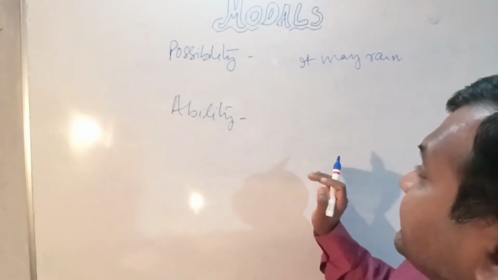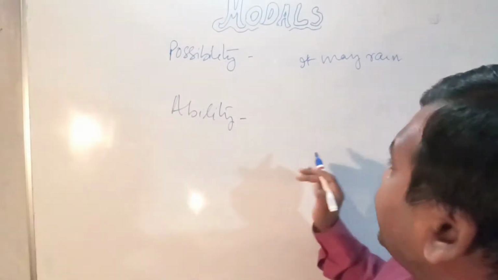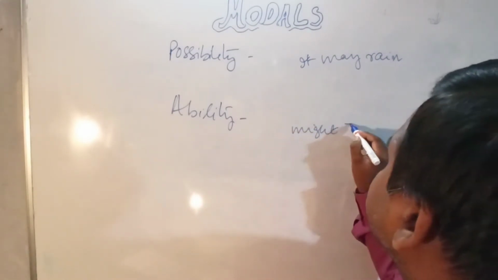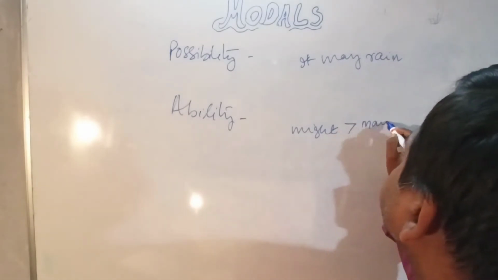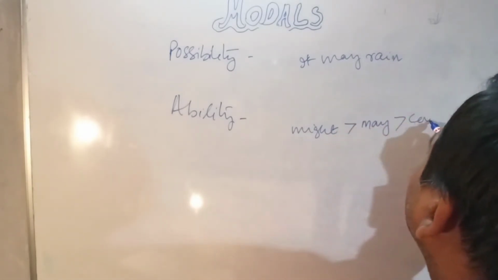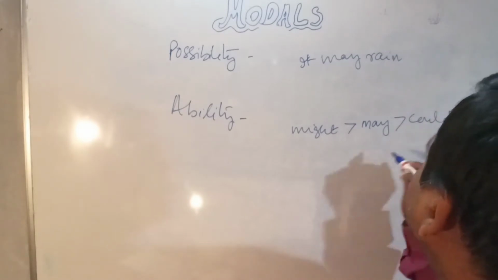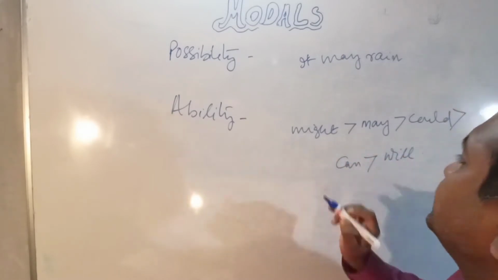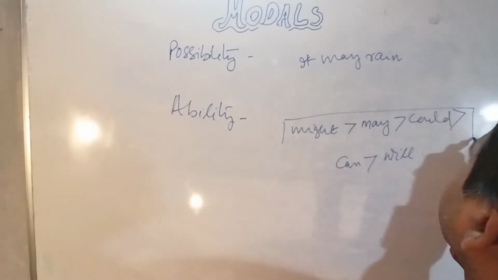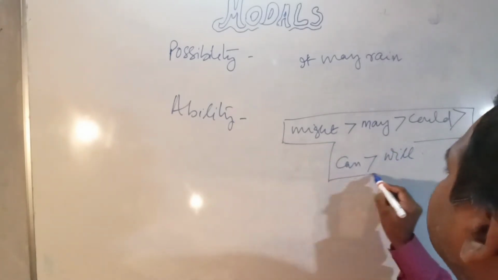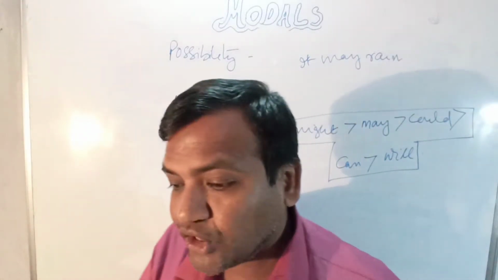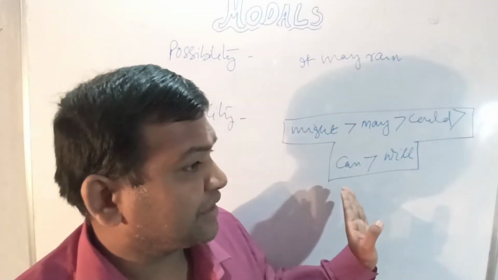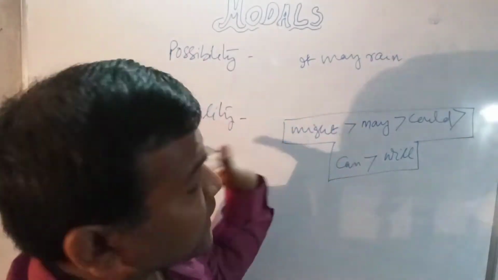Let me make it clear how to use that. Might is the less possibility. Might is greater than may, is greater than could, is greater than can. Can is greater than will. By seeing this, you will understand which one is less possible and which one is more possible. And it happens to the ability also.